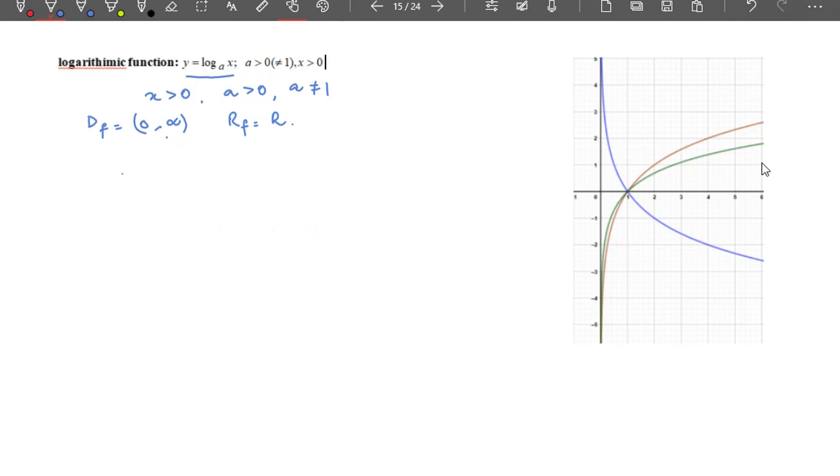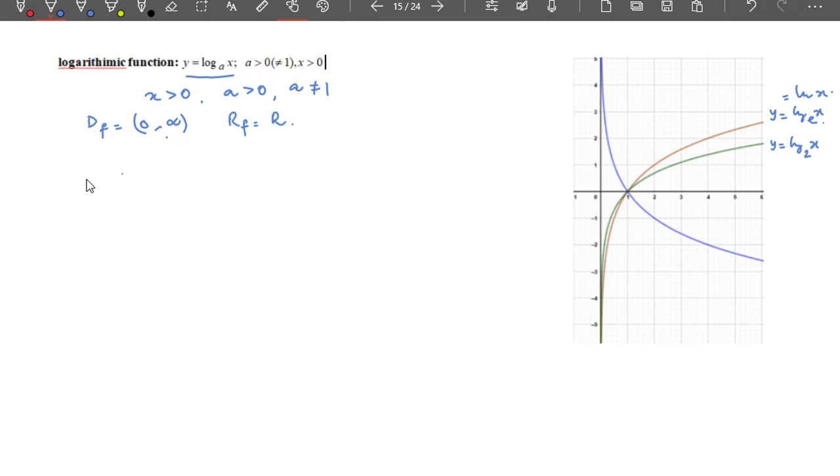Now see the graph. This is y equal to log x to the base 2. This is y is equal to log x to the base e. Actually that red one is y is equal to ln x. Many people say it ln x.